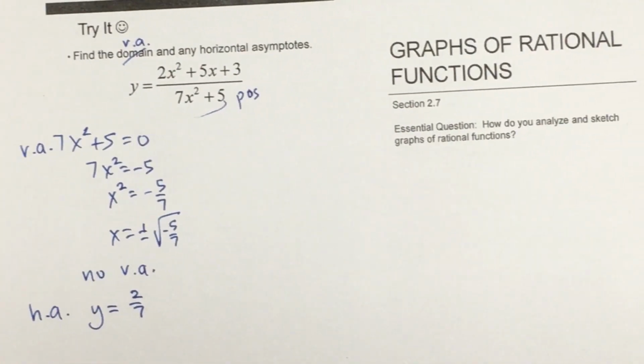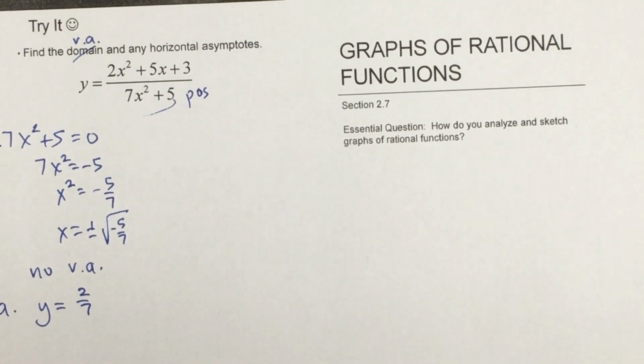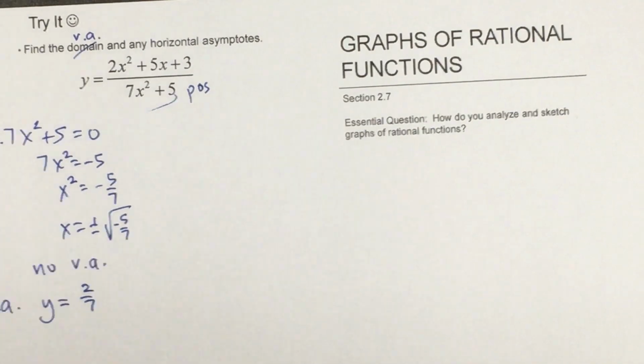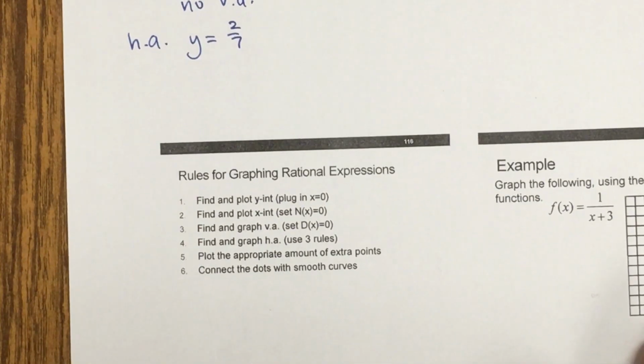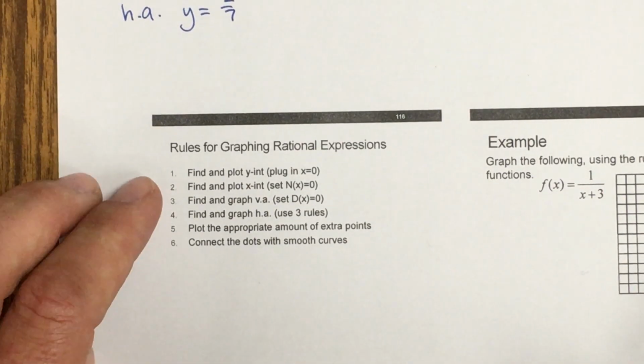Okay. Graph of rational functions. So now we're actually going to graph them. We're going to use what we just learned about vertical asymptotes, what we just learned about horizontal asymptotes, and what we already know about finding zeros and such to put this whole thing together, and it's going to be amazing what we can do. So, rules for graphing rational expressions.